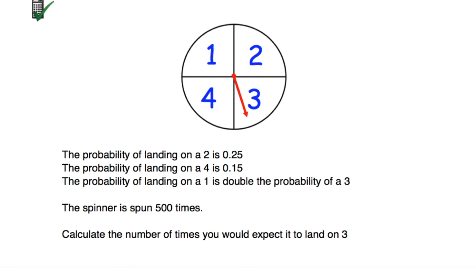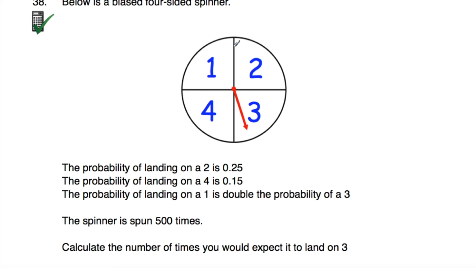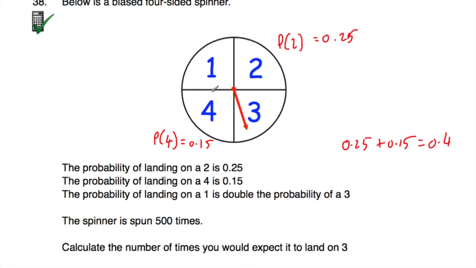Okay, so let's first of all find, if we know the probability of it landing on a 2, the probability of a 2 is equal to 0.25, and the probability for 4 is equal to 0.15. If we add those two probabilities together, so 0.25 plus 0.15, that's equal to 0.4. So that means the probability for 1 and a 3, these two probabilities have to add together to be 0.6, because the spinner has to land on one of these four numbers. So if we do 1 take away 0.4, that's equal to 0.6.